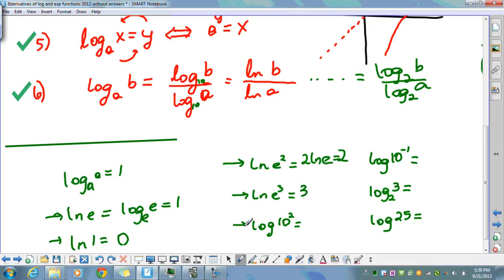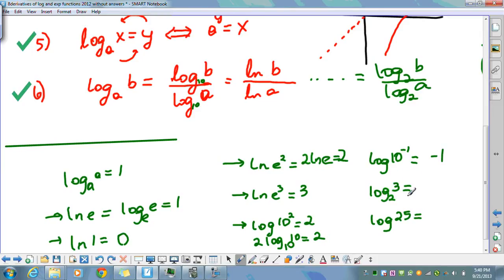This one over here, any guesses? If you said 2, you were correct because if they didn't give us a base, it's assumed to be base 10. So you can bring the power down and you'll have 2 times log base 10 of 10, which we know is 1. So the answer is going to be 2 times 1 or 2. What about this one? Log of 10 to the negative 1. Again, no base written, that's base 10. The answer is negative 1.